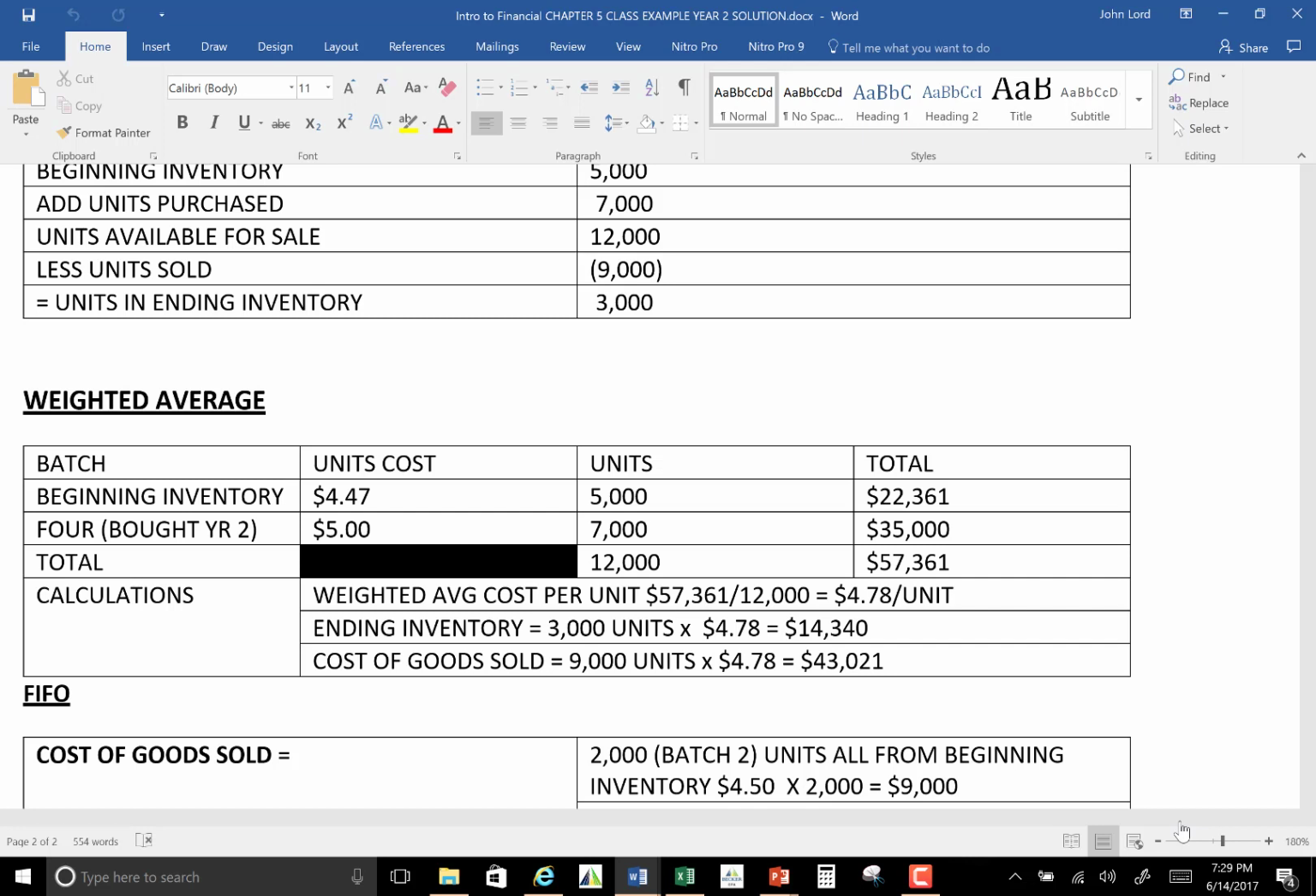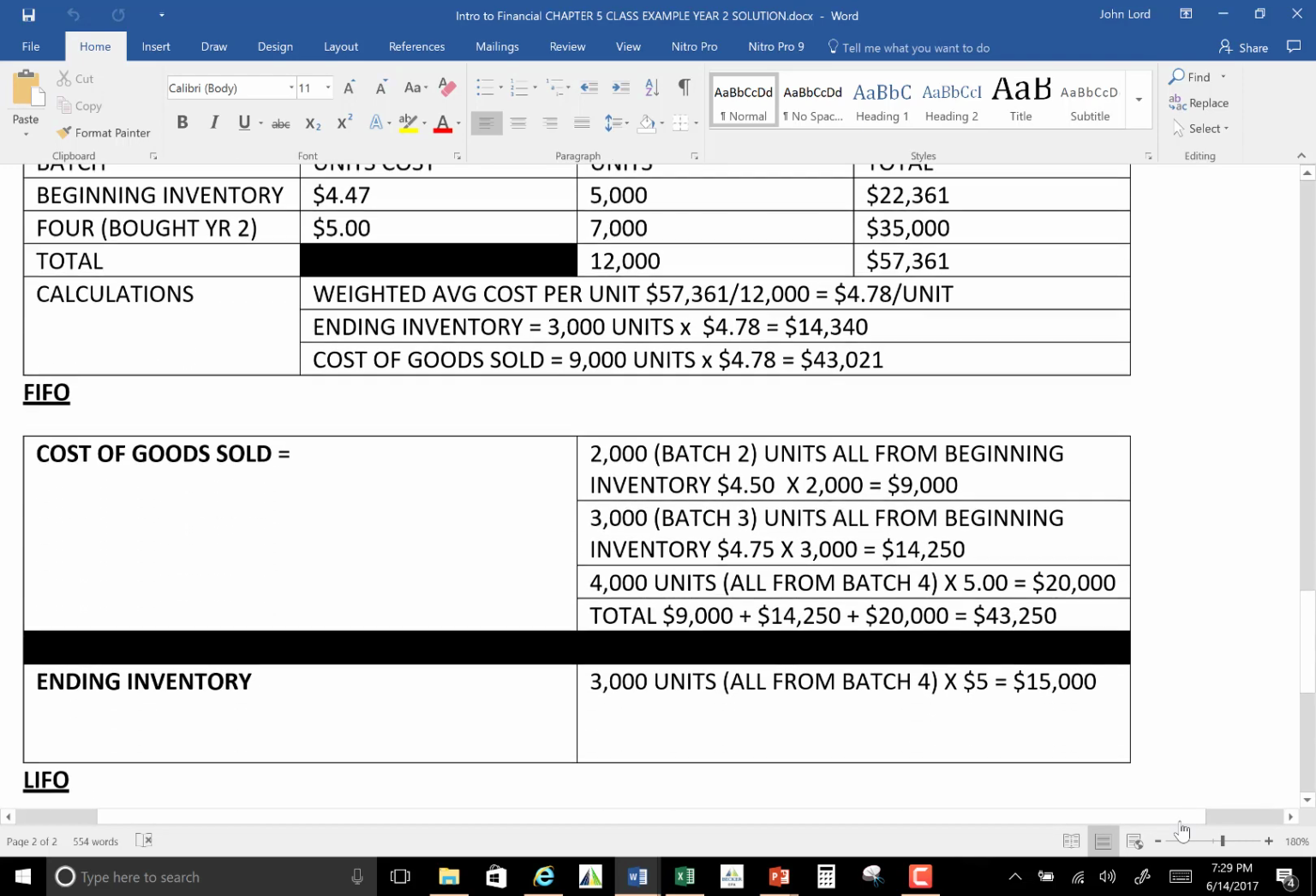But since I sold 9,000, the fact pattern told me, then my cost of goods sold is the 9,000 times the 4.78, or 43,021. And my ending inventory, we said there are 3,000 units left. I multiply that by my weighted average cost. That gives me the ending inventory. So again, weighted average is piece of cake, isn't it? Okay, good. Now, let's look at FIFO.